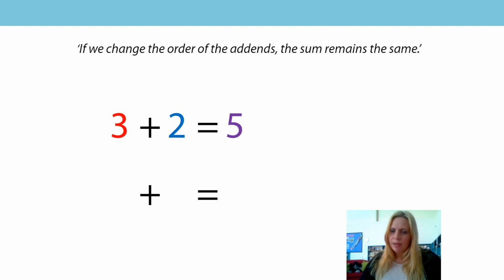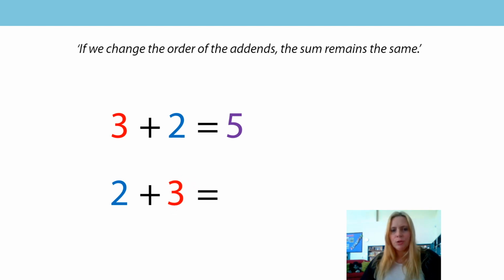And now I need to do it the other way. I need to swap my addends round. Could you really quickly just do that for me? Did you remember to put the 2 first? Well done. So the 2 has moved from here to here. So what's my next number going to be here? Of course, it's going to be the 3.